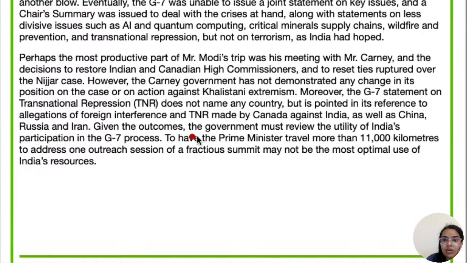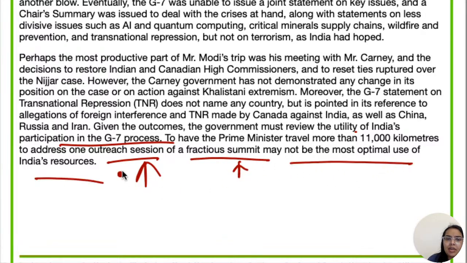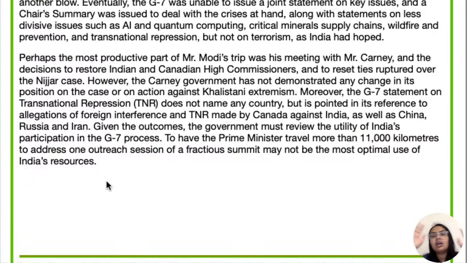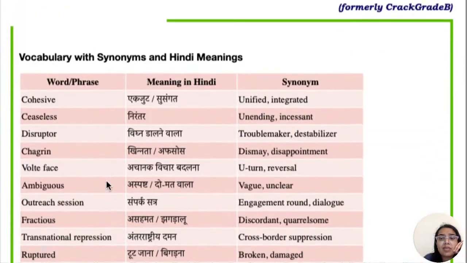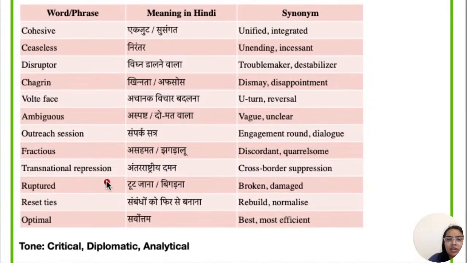Given the outcomes, the government must review the utility of India's participation in the process. है काम का, नहीं है काम का, ये सब के चलते we must think. To have PM travel more than 11,000 kilometers to address one outreach session on a fractious summit may not be the most optimal use of India's resources. इतना ट्रैवल करके, खर्चा करके जाना, समिट अटेंड करना with no such outcome, just for one session जहाँ पे भी कुछ हुआ नहीं. So author thinks ये हमारे resources का misuse है या full use नहीं है, optimal use नहीं है. Cohesive is being united, unified, being integrated, एक होकर कुछ करना.